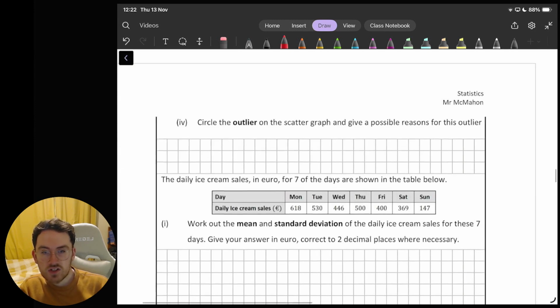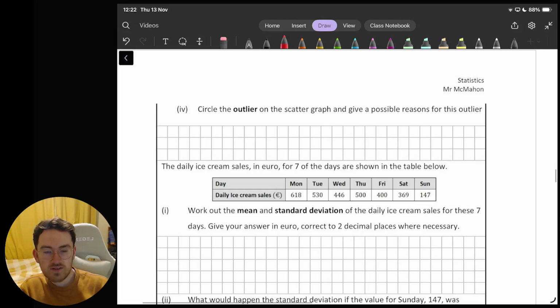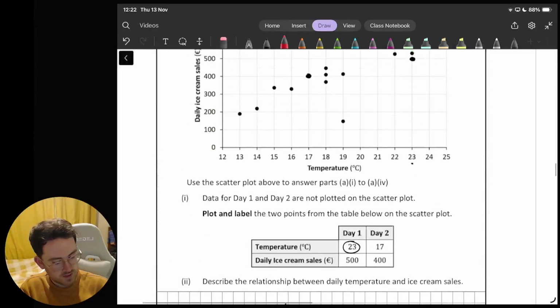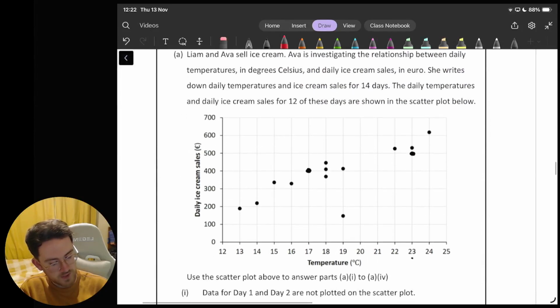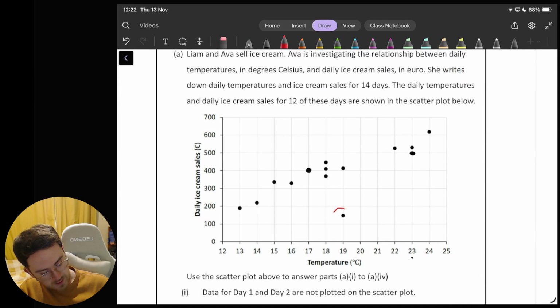They're asking us now to circle the outlier on the scatter graph and give a possible reason for this outlier. So let's have a look at the outlier and what that could be here. My outlier, I would pick this point here on its own. The reason I would be happy to say that's an outlier, if we think about what an outlier means, is that an outlier is a point that does not fit in with the rest of our data points. And that point there stands out quite a bit from the other data points.